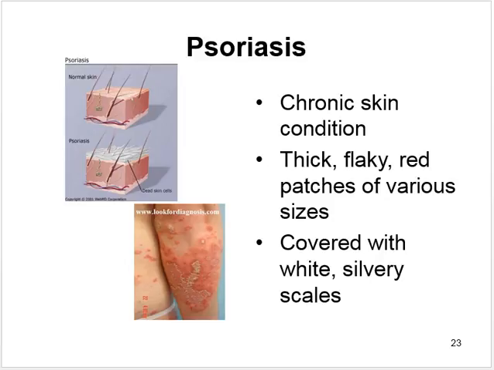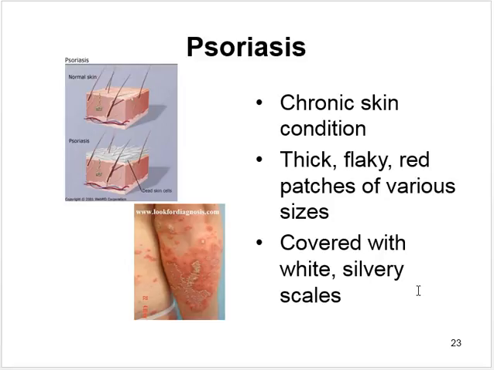Psoriasis. This is a chronic skin condition. It presents with thick, flaky, red patches of various sizes, and it's covered with white, silvery scale. It's familial and may be worsened by anxiety. So they're raised red patches covered with white scale.